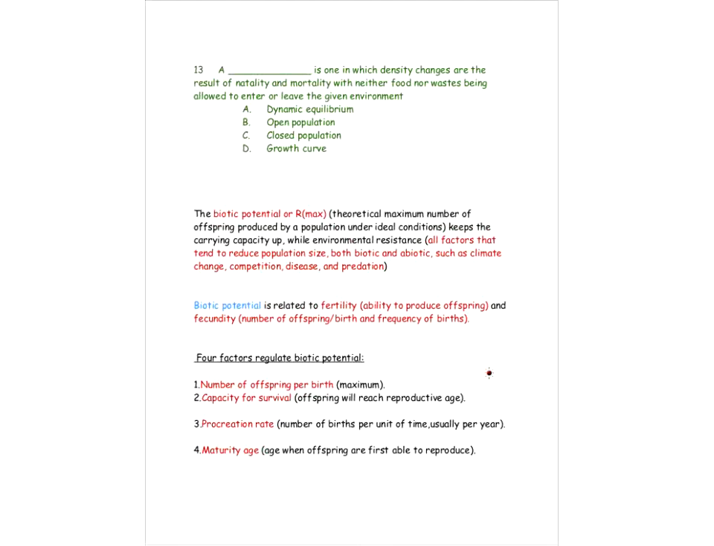So four different factors regulate biotic potential. The number of offspring per birth, the maximum number. Okay, so if you're looking at a rabbit, it's going to have a lot of offspring. Then capacity for survival: you might produce a lot of them, but if they don't live very long, that's going to decrease your biotic potential. The procreation rate, so the number of births per unit of time.